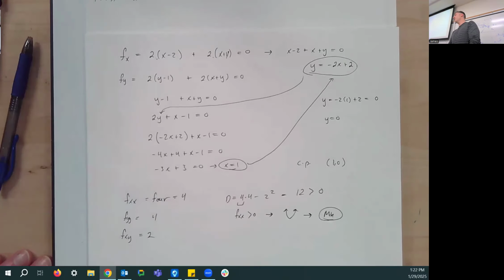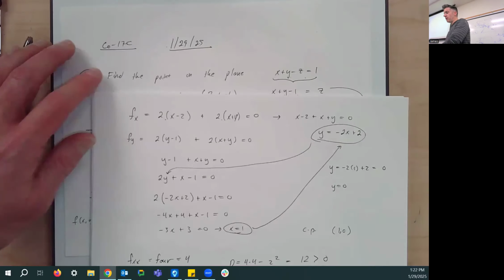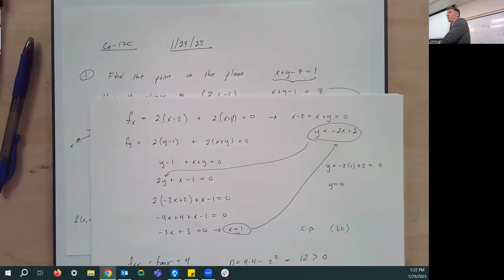Now we have to be a little extra careful here because although we found the critical point where x is 1 and y is 0, we didn't actually answer the question. Because if you look back at the question, it said find the point on the plane, which should have not just an x and a y coordinate, but also a z coordinate.